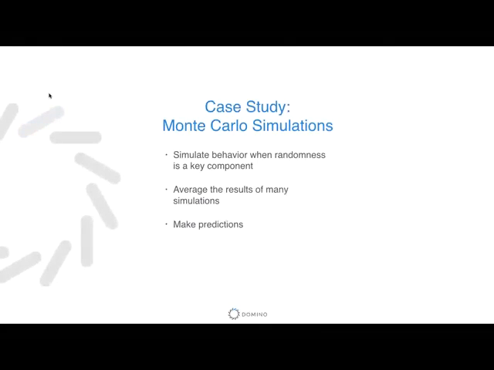When you have behavior that is random and that part is a key component, you simulate one, but then if you simulate a ton of these, you can average the results, and then at the end of that, make some predictions. You get more information from simulating a lot of things.